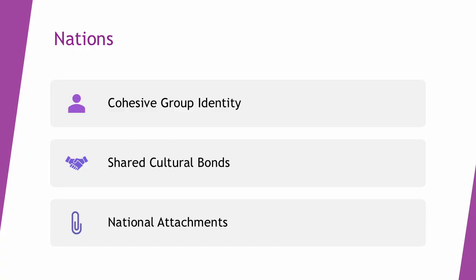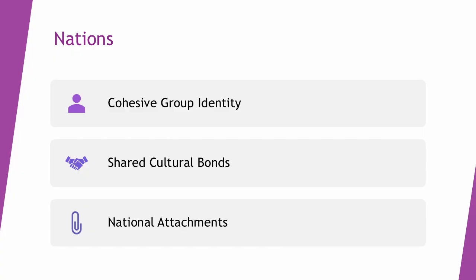Based on the idea of nations, the nationalist view on human nature states that humans naturally form attachments to their national community. Based on the idea of nations, the nationalist view on the economy states that economic organization should support the interests and cohesion of the national group.